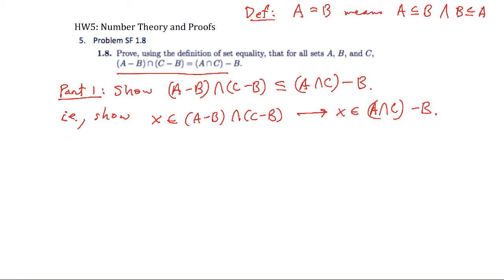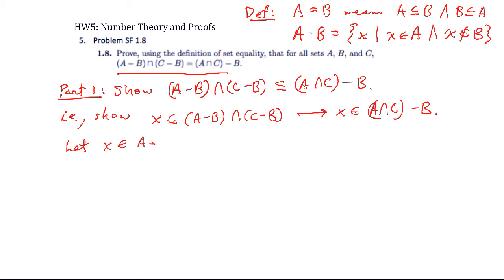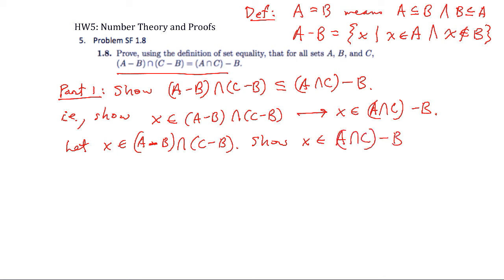I'm also going to use the definition that A minus B is the set of all X's such that X is in A and X is not in B. That's what it means to subtract off the set B from A. It's everything that's in A but also is not in B. So we're going to let X be an element of A minus B intersect C minus B, and we're going to show that X is in A intersects C minus B.